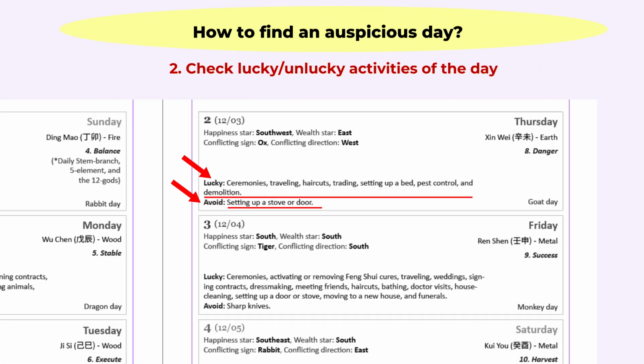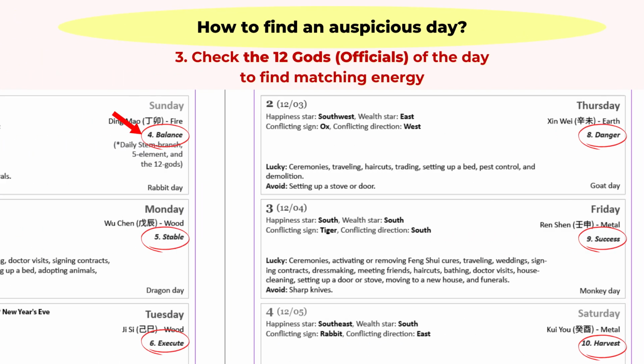And the second way to find an auspicious day is to check the lucky and unlucky activities of the day. I already listed the major lucky and unlucky activities, so this is straightforward. For example, if you want to find a good day for a wedding, you can find the day with wedding listed as a lucky activity. And the third way is to check the 12 gods of the day.